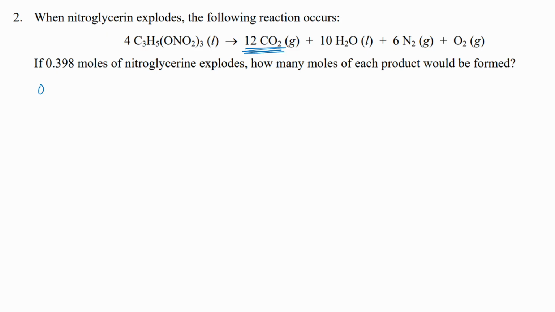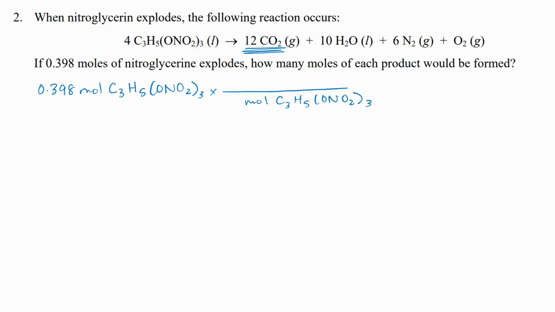So I have 0.398 moles of C3H5ONO2 3. And I want to get rid of those, so it's going to go on the bottom. Moles of C3H5ONO2 3. And I want to get to moles of carbon dioxide, so that's going to be on the top. And remember, this is called our mole ratio. So those numbers come from the balanced chemical equation. So I have 4 moles of my nitroglycerin, and I have 12 moles of carbon dioxide.